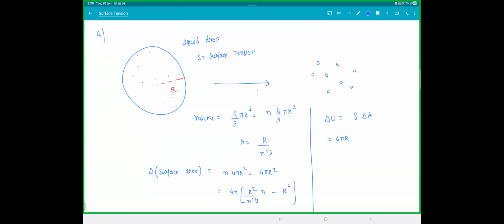This will be 4 pi r square S into n power 1 by 3 minus 1. So if you actually notice here, whenever you break this drop into n drops, the surface energy increases. So where do you get this energy from normally? When you're spraying the water, you have to give some energy for it to break, and some of the energy comes from atmosphere. Did you ever notice this? When you spray water on yourself, or when you spray water in the surrounding, temperature cools down.